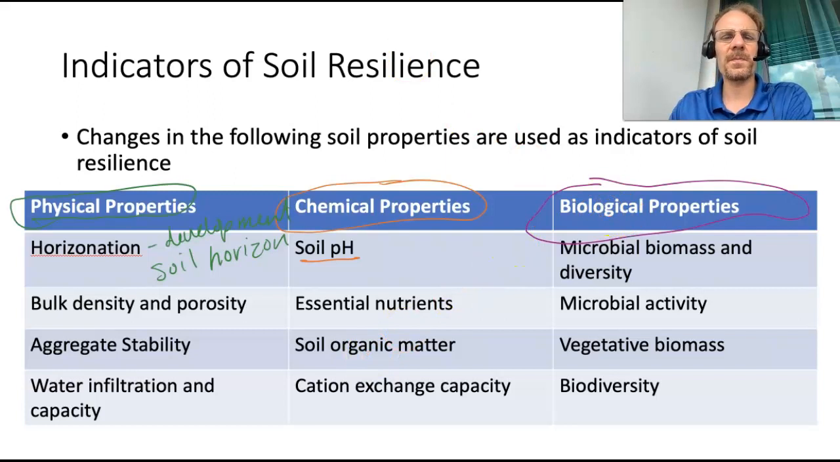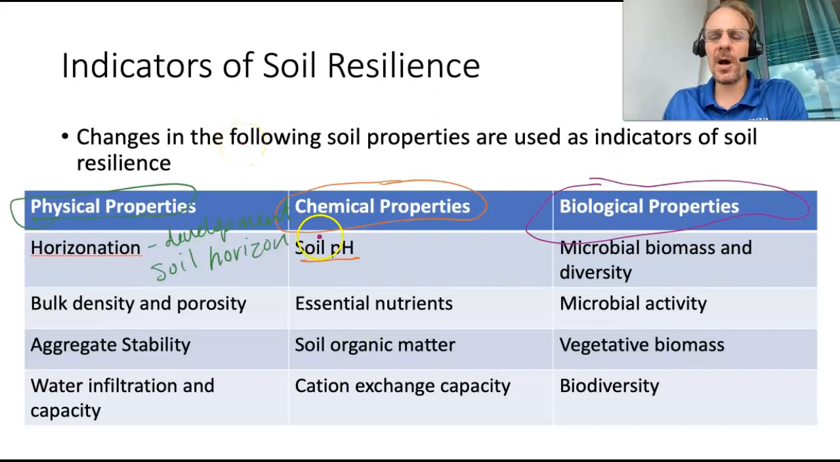Biological properties. Biological properties such as microbial biomass, diversity, and microbial activity will increase soil resilience. More diversity means we have what we call functional redundancy, meaning there are multiple organisms that can perform the same task. Even when I have soil disturbance that may kill off a portion of my microbes, I have other microbes that can perform those same tasks, allowing the soil to bounce back or recover.